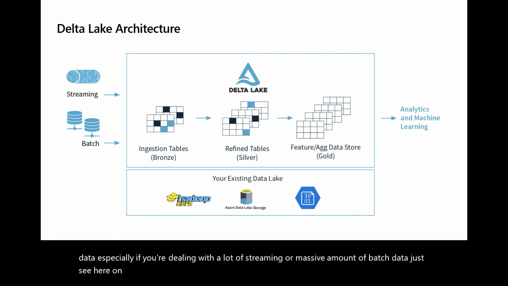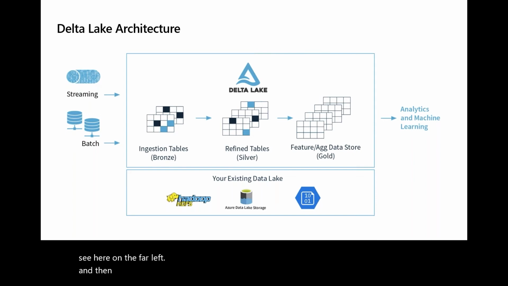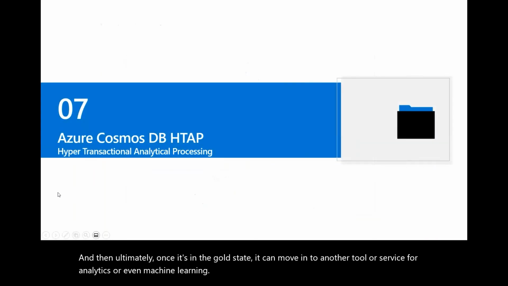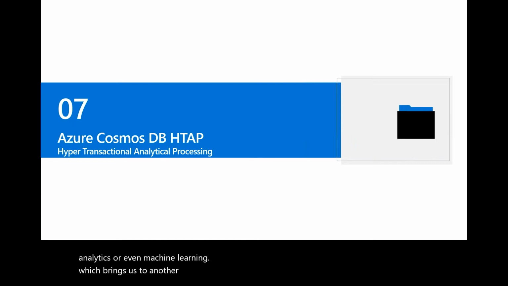on the far left. And then ultimately, once it's in the gold state, it can move into another tool or service for analytics or even machine learning. Which brings us to another storage service that is built in now within Azure Cosmos DB. This is called HTAP. Cosmos DB HTAP, is hyper-transactional analytical processing, which is a feature that needs to be enabled.